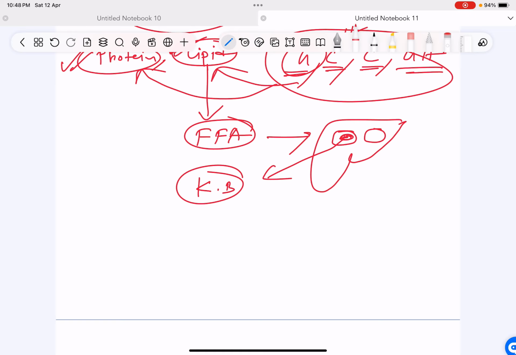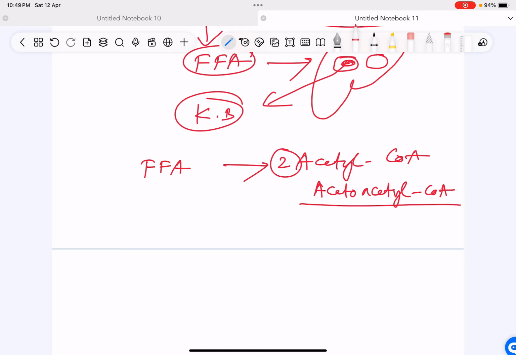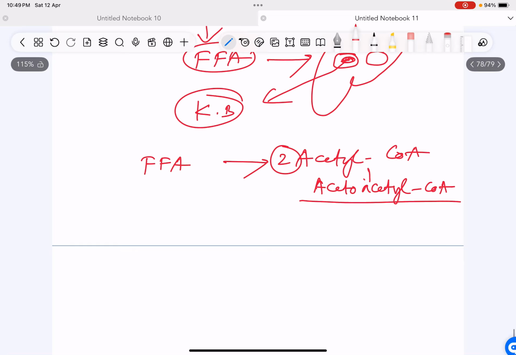Now, how does ketone body formation take place? What happens is, this free fatty acid will be broken down into acetyl CoA, which is the ultimate product within the mitochondria, and then two molecules of acetyl CoA will unite together and form acetoacetyl CoA. And this step is done by the enzyme thiolase. Just to know that two molecules of acetyl CoA combine and form this acetoacetyl CoA, which is done by the enzyme thiolase.